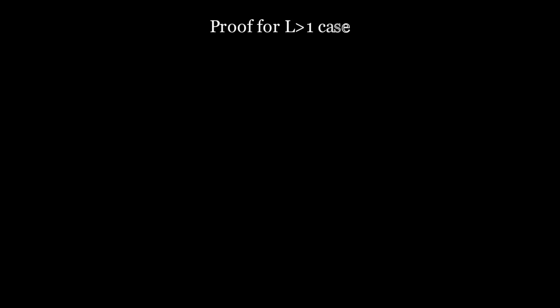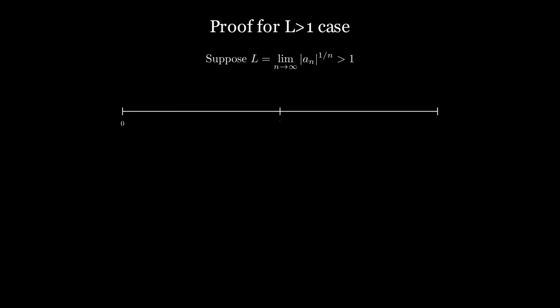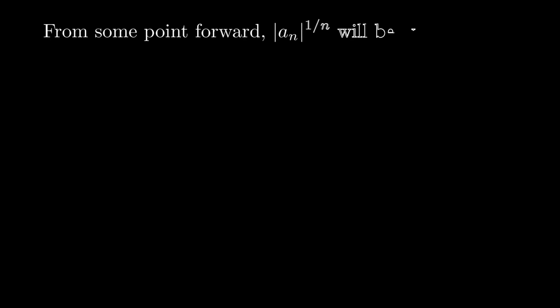Let's do the L greater than 1 case. Like with the ratio test, this case is not too tough. We can again pick epsilon to be half the distance from 1 to L, so we let epsilon equal the quantity L minus 1 all over 2. Since the nth root of the absolute value of a sub n approaches L, we know that from some point forward, that nth root will be within epsilon of L.